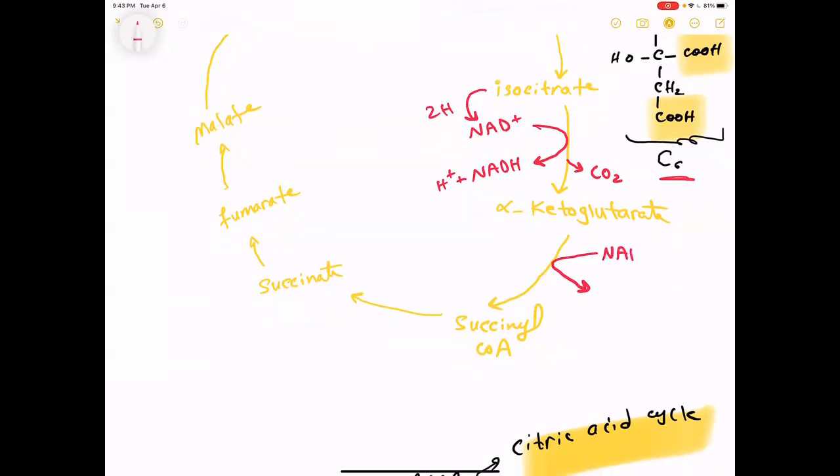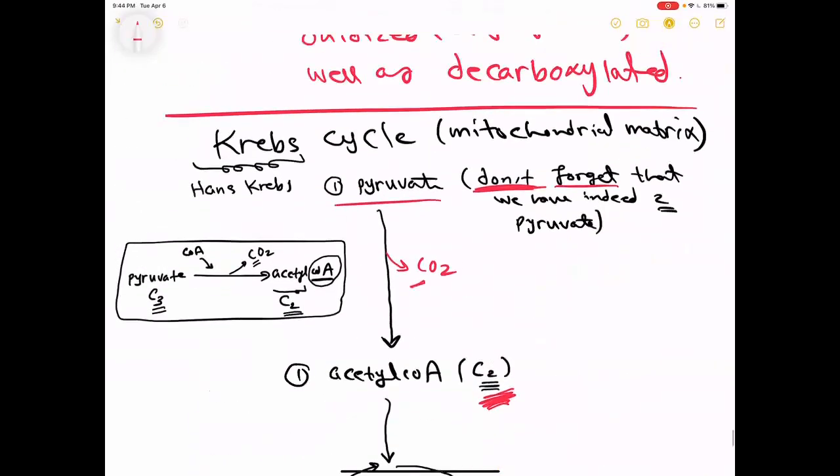NAD plus becomes NADH and hydrogen ion, the two hydrogens, and CO2. Okay, this phase, what phase? From the isocitrate to the succinyl-CoA. Why is this any different than what we did in the transition?